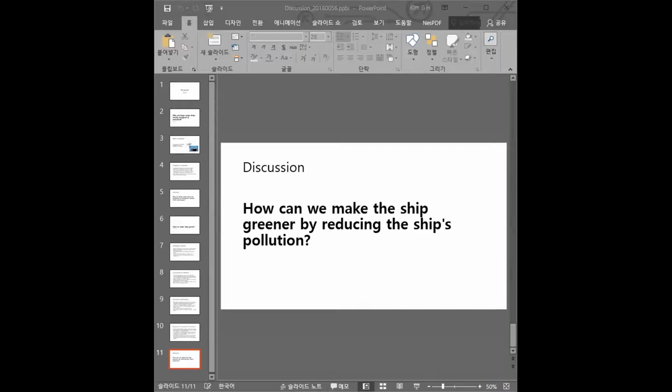I think we can reduce the ship's pollution according to the terms: short term, mid term, long term. In the short term, reducing pollutants from fossil fuel gases. For example, optimizing the fuel-efficient operation route, and developing pollutant collection devices. For example, the SCR system, that is selective catalytic reduction. It is reducing the NOx.